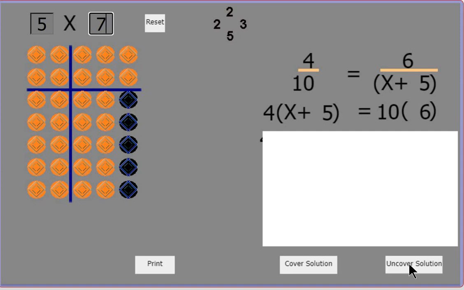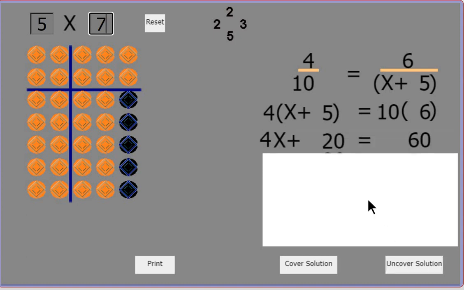We continue to the next step, and we can see that we have multiplied 4 times x and 4 times 5, and we have gotten 4x plus 20. And this equals the 10 times 6 here, and it is 60.